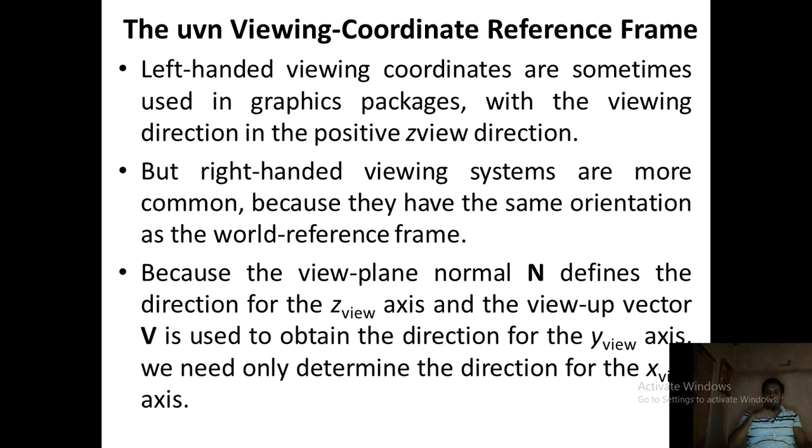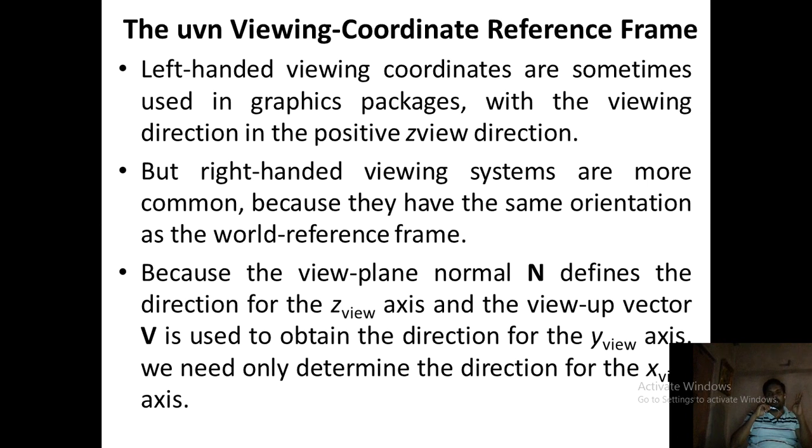Because the view plane normal defines the direction for the z view, if you set n, it will give the z axis, and the view up vector v is used to obtain the direction for the y view, right? When you set n, you are setting z. When you set v, you are setting the y view, the y axis. We need only determine the direction for the x axis. Still, we have not set any value for x.